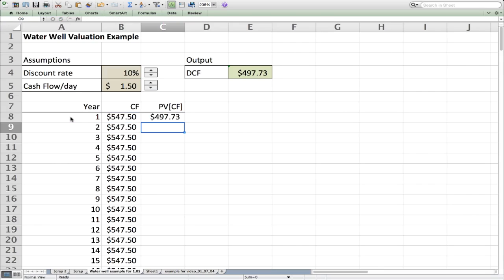Okay, so that $547.50 coming in at the end of year 1 is worth $497.73 today. Now I'm going to hit Control C, Control V, and copy that down one cell. And let's double check the formula and make sure it's working. In the next cell down, 2 years out, yeah, that's good.